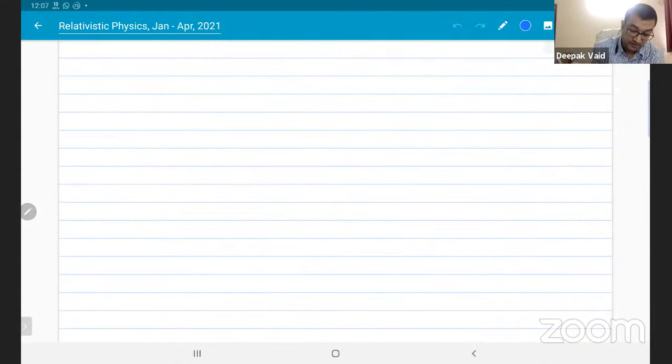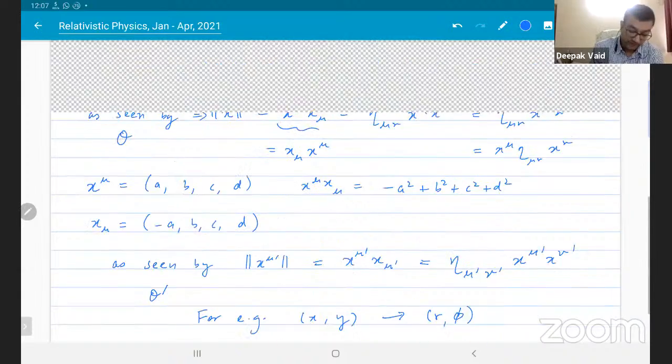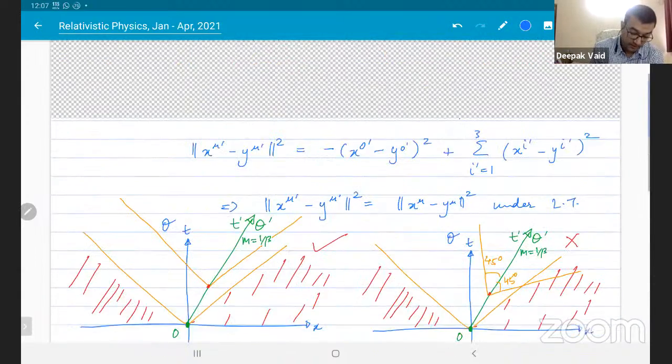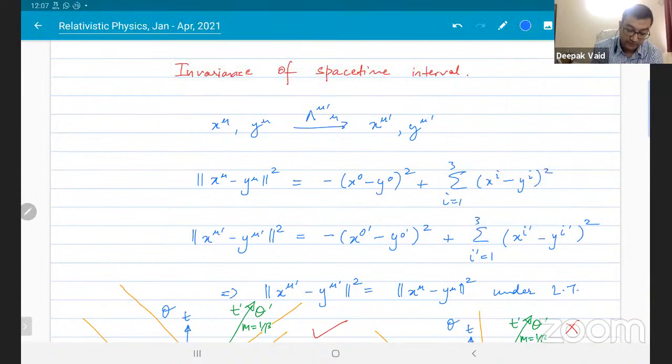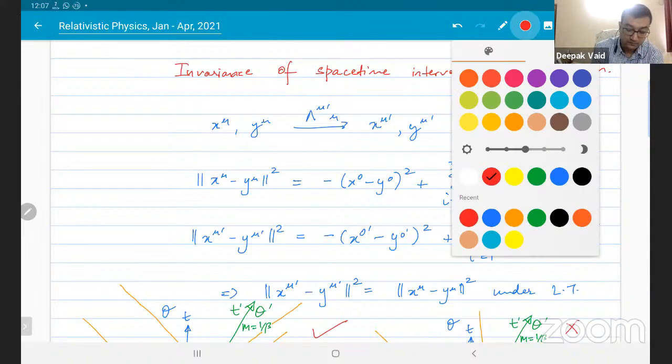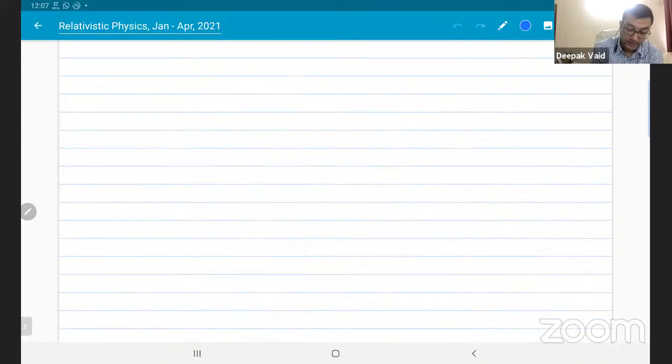So let's keep in mind that we have a certain requirement. What is that requirement? The invariance of the space-time interval, or the invariance of the four-vector norm. So that means that we require that the norm of x^mu should be equal to the norm of x^mu prime. This is what relativity tells us.